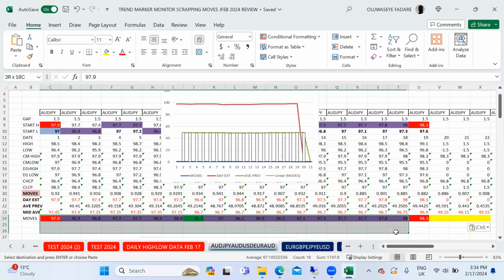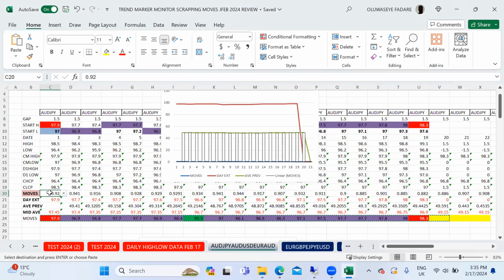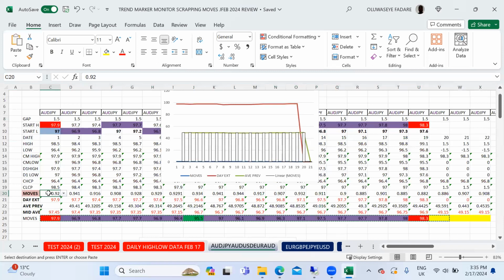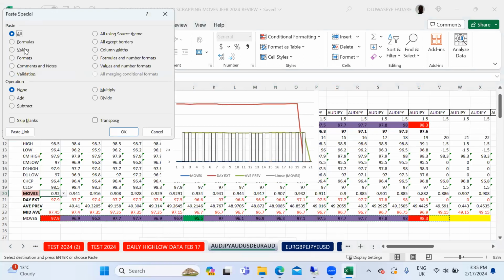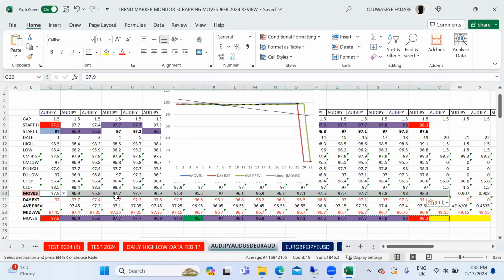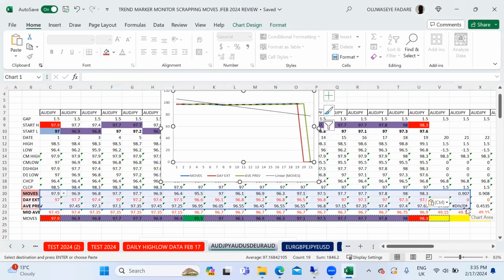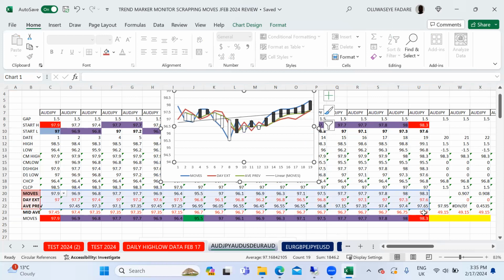Then the next thing we're going to do is copy the moves again. I'm going to paste special here because we just want the figures. When we put the figures here, it automatically calculates this line. Once we put the correct figure here, it automatically calculates this line. So let's paste special as figures, values. So we can see. And then let's get our position correctly.